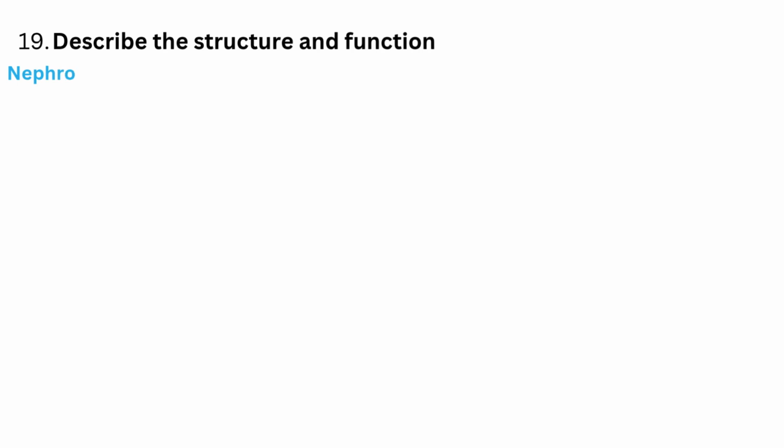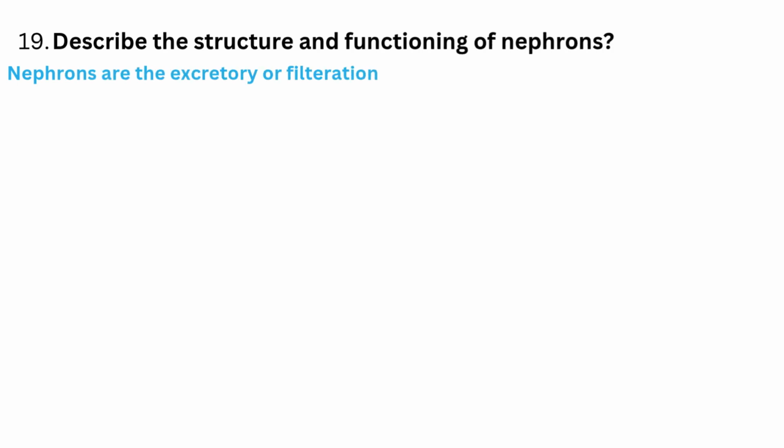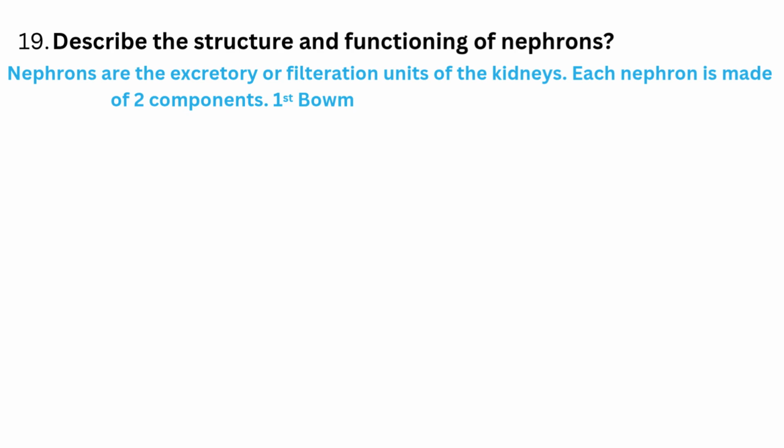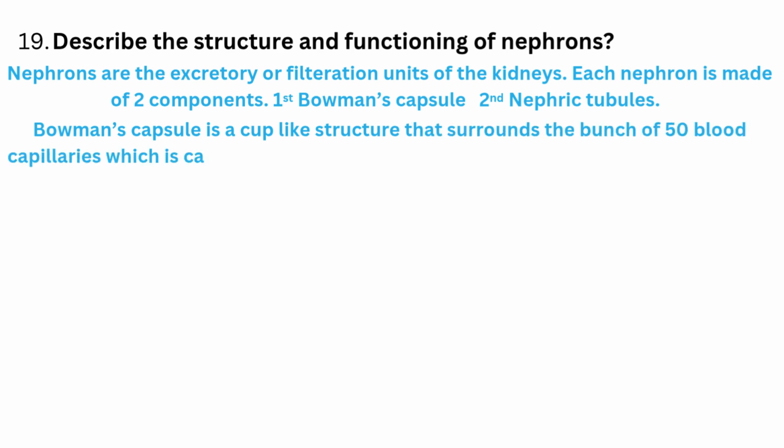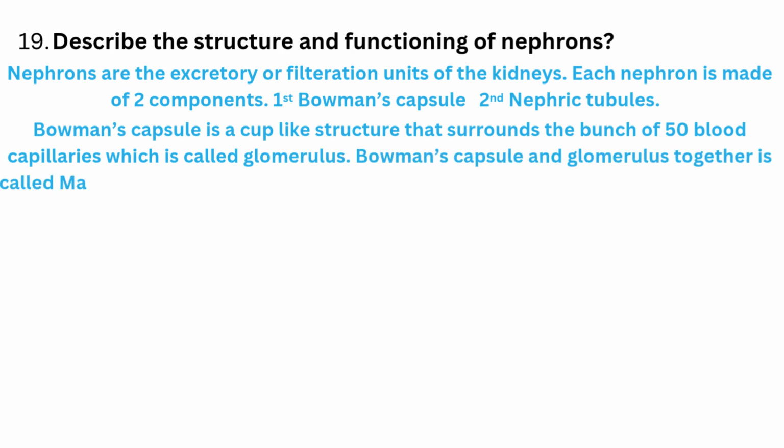Describe the structure and functioning of nephrons. Nephrons are the excretory or filtration units of the kidneys. Each nephron is made of two components. First, Bowman's capsule, second, nephric tubules. Bowman's capsule is a cup-like structure that surrounds the bunch of blood capillaries, which is called glomerulus. Bowman's capsule and glomerulus together is called Malpighian body or renal corpuscles.